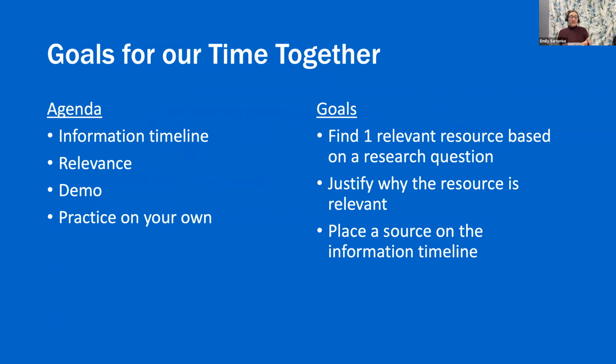We have about 50 minutes together today, so our goal is that at the end of this time together, you will be able to find one relevant resource based on a research question. You'll be able to justify why the resource is relevant and place that source on the information timeline. In order to accomplish all 3 of these goals, we're going to work in reverse order, first talking about the information timeline and then talking about relevance. We'll do a quick demo on how to find specific resources in the library quick search, and then we'll have an opportunity for you to practice on your own using that form we mentioned earlier.